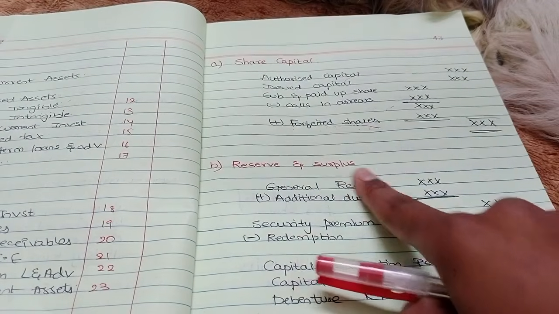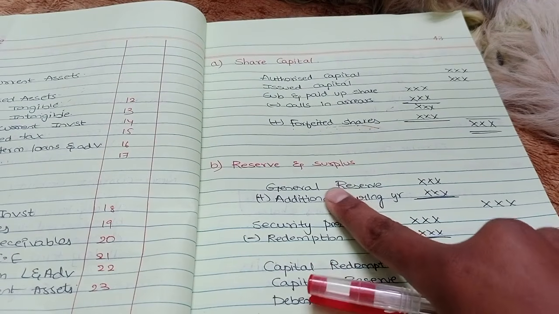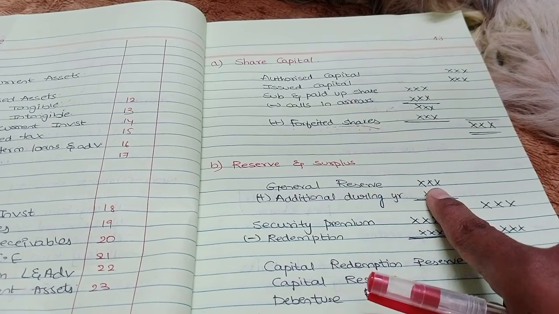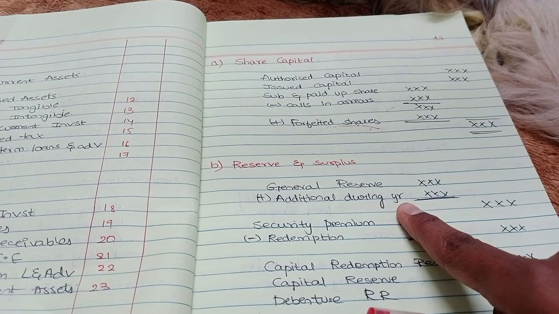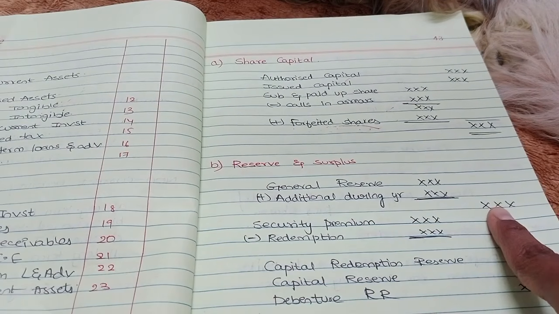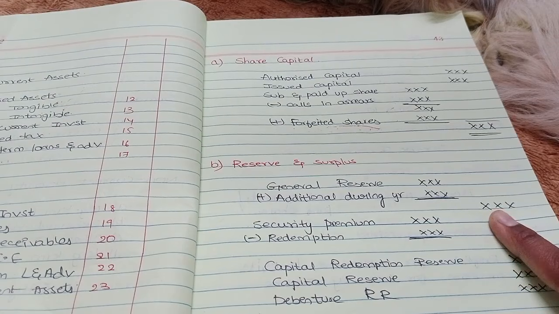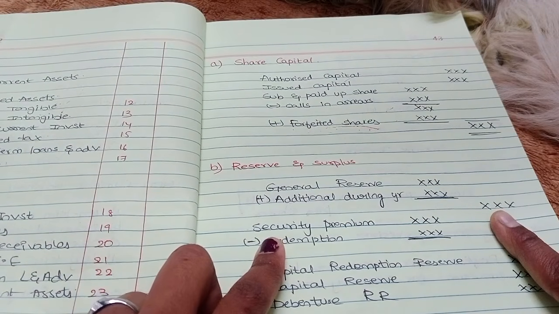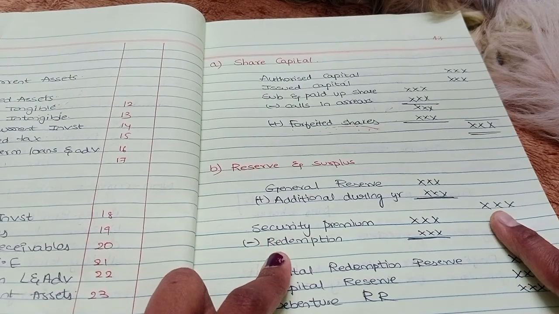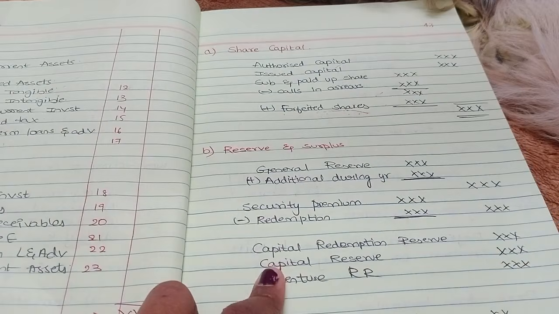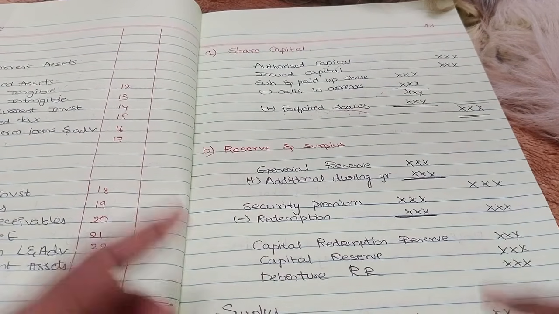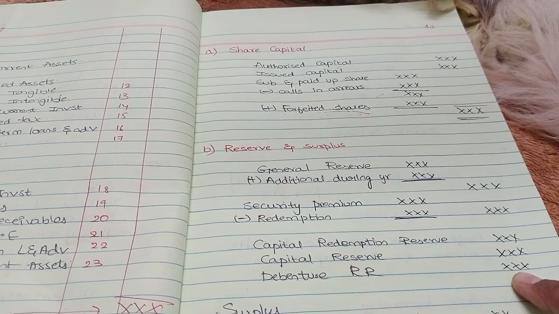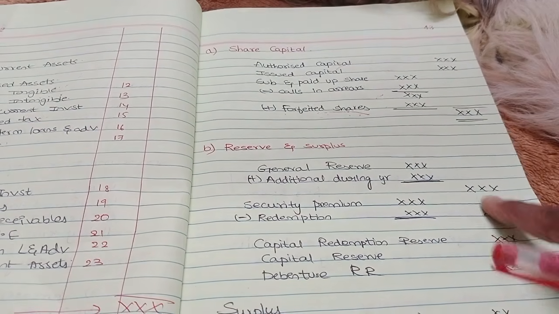And to find the reserves and surplus amount, in the question if they have given any general reserve, we need to add it. If there is any additional general reserve, we should also add that, and we will get the total amount. After the total amount, in the question if they have any securities premium or redemption, we need to deduct it. After deducting it, any capital redemption reserve, capital reserve, whatever it may be, if it is there, we need to add all that. Okay, we will get the reserves amount.